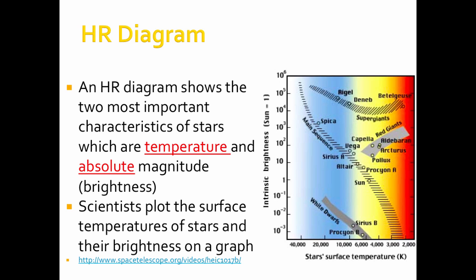Scientists plot the surface temperatures of stars and their brightness on a graph, just like you see over here on the right-hand side. And if you notice, that should look very similar to what you did. You took some stars, you took their luminosity, you took their temperature in Kelvin, and you plotted them. And this is exactly what the HR diagram does. And it breaks the stars into different categories of their life cycle.